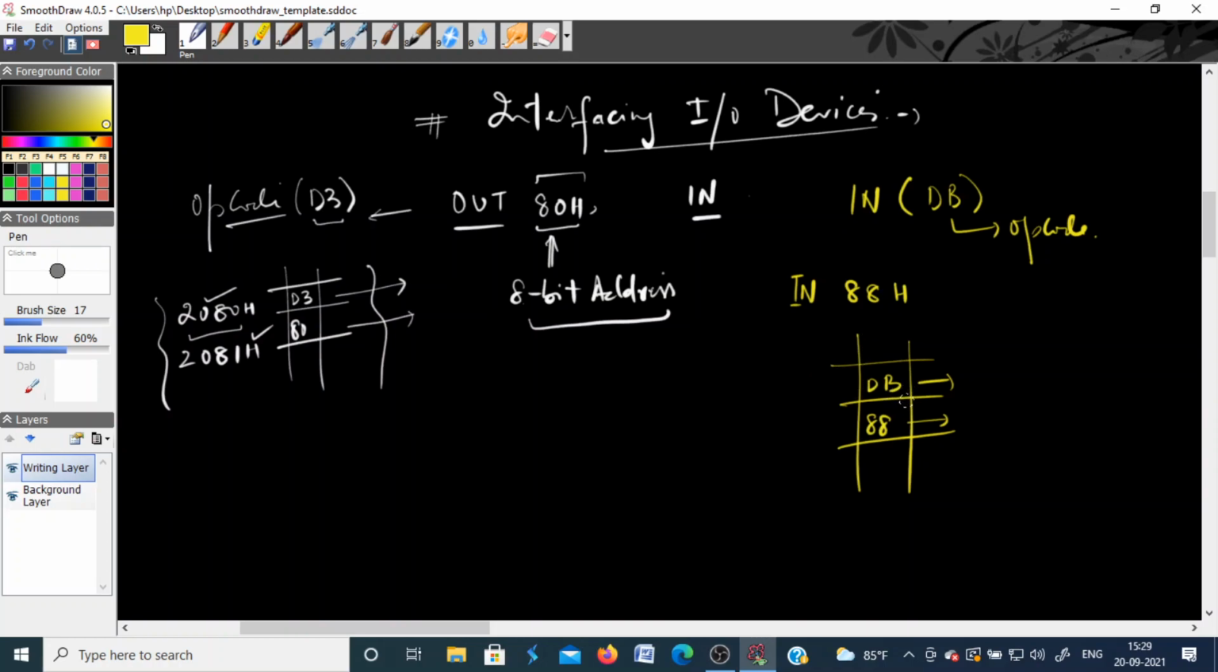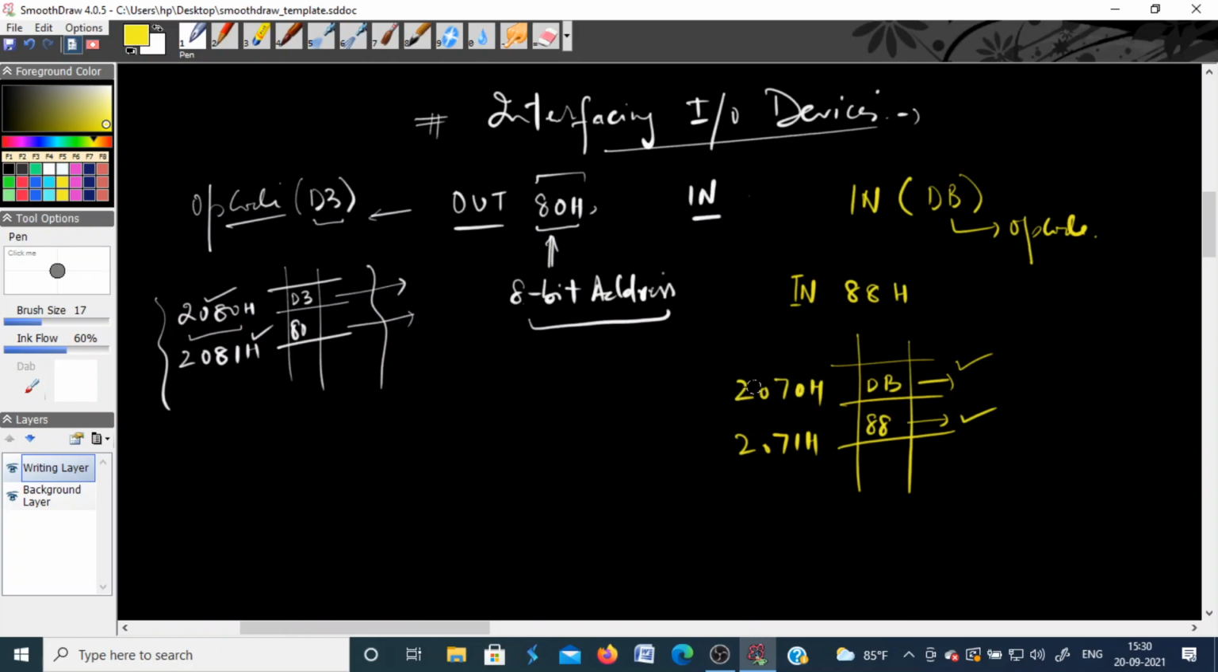Whenever the processor fetches this opcode DB from the memory, which can be stored at any location, suppose at 2070h and 2071h, it comes to know that it is a data transfer instruction between the input device and the processor. In the next part, it looks for the port address of the device. And in the third machine cycle, the contents are transferred from the input port to the accumulator. So this is how the IN and OUT instructions are executed in the microprocessor.